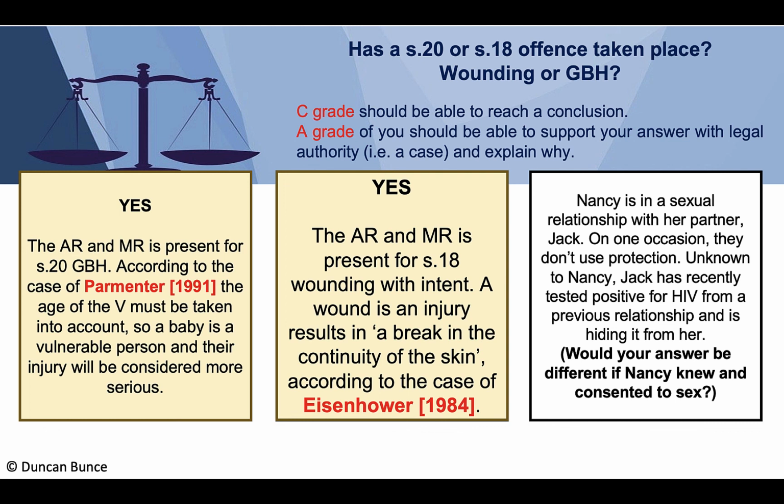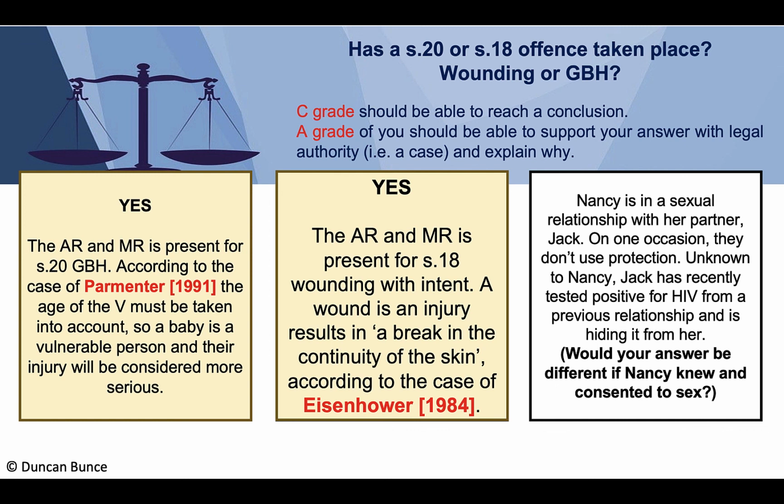Nancy is in a sexual relationship with her partner Jack. On one occasion, they don't use protection. Unknown to Nancy, Jack has recently tested positive for HIV from a previous relationship and is hiding it from her. I've also put, would your answer be different if Nancy knew and consented to sex? Now, of course, your mind should be thinking about the Dica case, about biological disease that can amount to GBH.